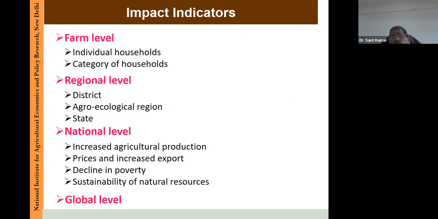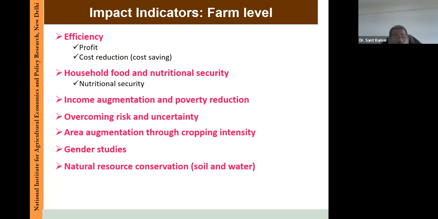So we take the impact at the farm level, individual household. We take into account the category of household. If we take it at the regional level, we target districts, the agro-eco region. We target the states. If we take it at the national level, we see the idea about the increased agriculture production, prices, and the increased export, decline in the poverty and sustainability of this. We also take it at the global level.